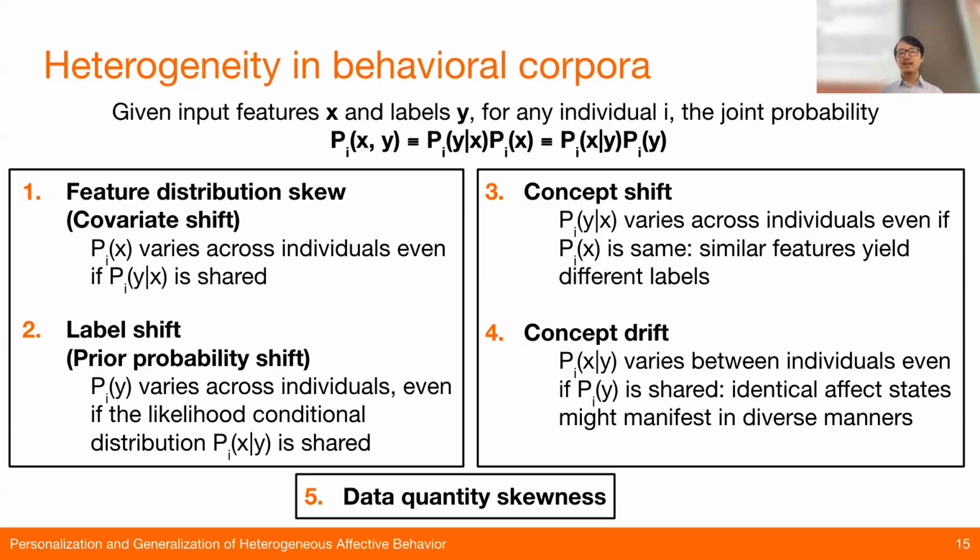And finally, there are concept shift and concept drift. In the case of concept shift, similar features or similar expressions can yield multiple different perceptions or multiple different affect labels. And conversely, similar features or similar affect states can also be conveyed in multiple ways by different individuals. So this leads to concept shift in behavioral modeling. And finally, there can also be data quantity skew, where different individuals might have a highly imbalanced number of instances for modeling purposes.